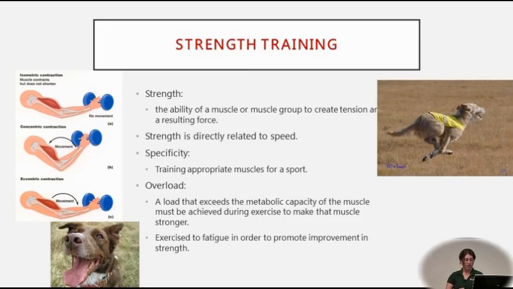We also want to consider overload when we're doing strength training. So overload is a load that exceeds the metabolic capacity of the muscle, but must be achieved during exercise to make that muscle stronger. So this goes for endurance and strength training, that in order to make you stronger, you have to reach fatigue. This is a little picture of a fatigued dog down here.